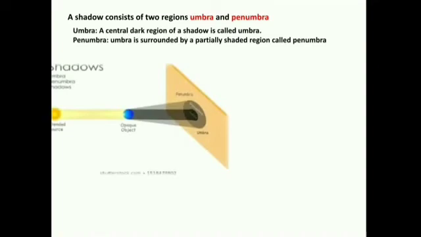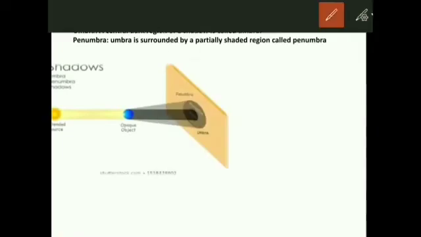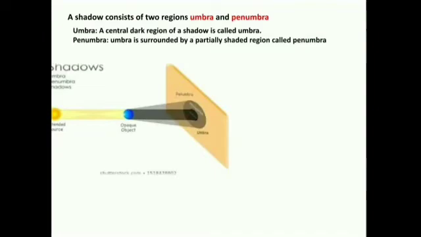Here I have given one example. You can see here: this is the source, this is the object, and there is a shadow formed out here. The dark region is called umbra, and the little bit lighter region is called penumbra. This totally dark part is umbra, and this one is a little bit lighter region, called penumbra. So the shadow always consists of two parts, umbra and penumbra.